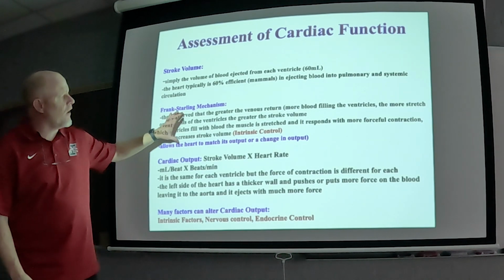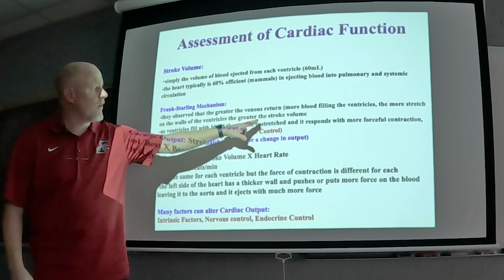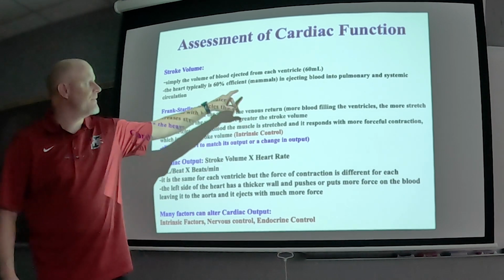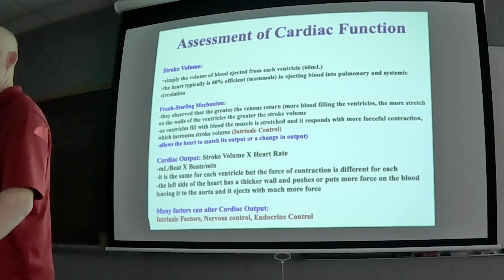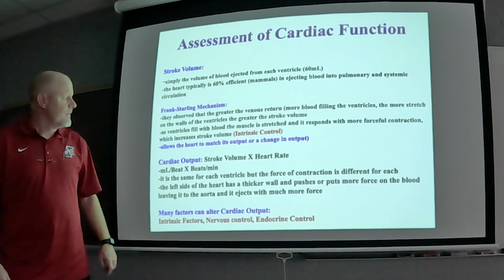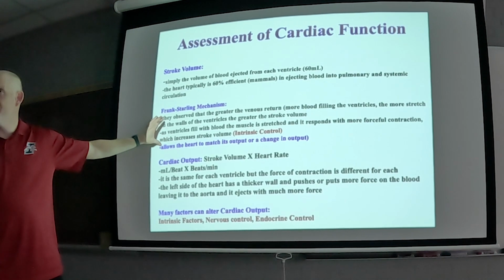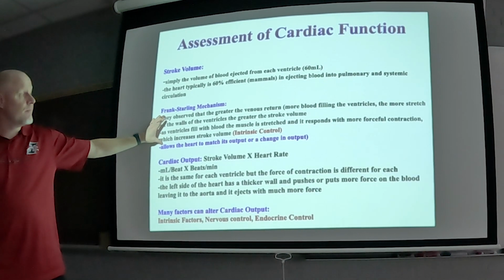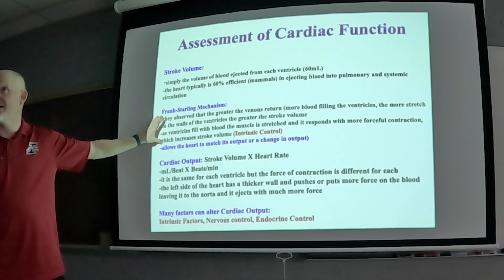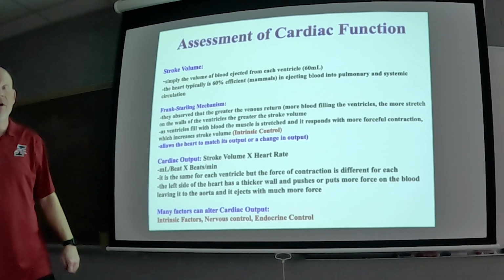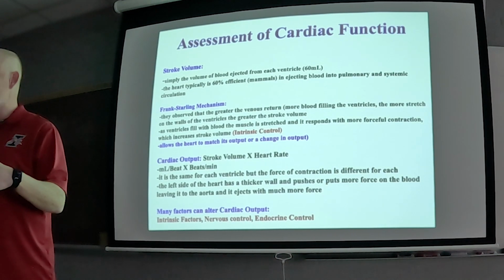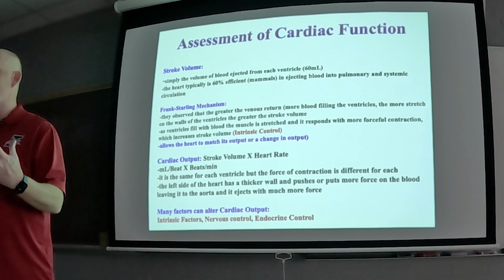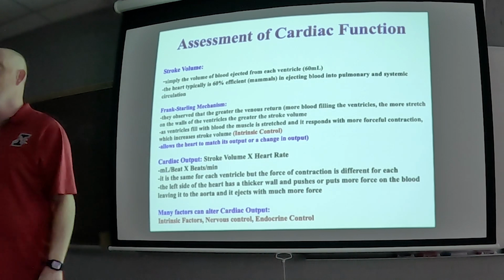So the more you fill the heart, the larger the stroke volume. So instead of ejecting 60 mils, you might eject 80 mils when you get up and start moving around. This is built into people who like to do cardiovascular exercise, right? Marathon runners have very low heart rates, right? Somebody that sits on a couch and does nothing has a much higher heart rate.